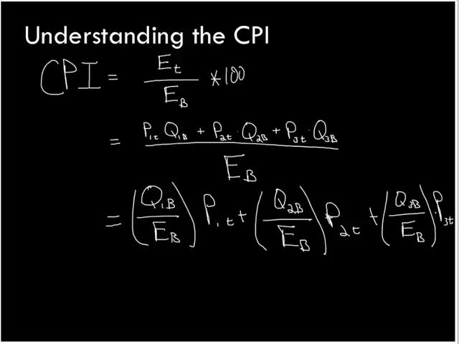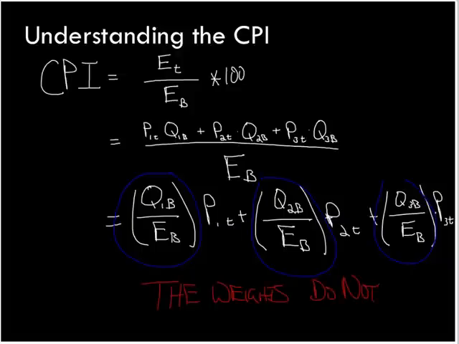Okay, now notice there's something very subtly different here about this index number than about the one that we saw with GDP deflator. Notice these weights do not change over time. This is important. The weights do not change over time. That's why we call this a fixed weighted index number. The weights are fixed. So keep that in mind.